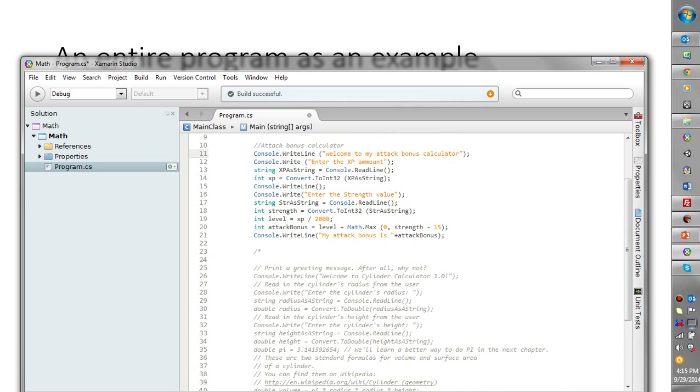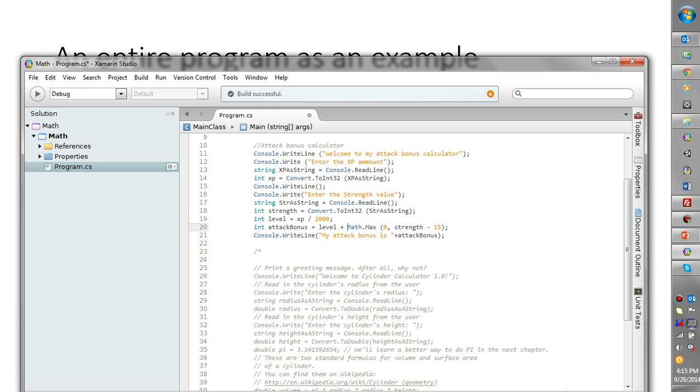We have Console.WriteLine, welcome to my attack bonus calculator, enter the XP amount. We read in XP as a string. We convert it to an integer. We say enter the strength value, we read that in as a string, convert it to an integer. The level is going to be the XP divided by 2,000, which of course is going to round down to be an integer.